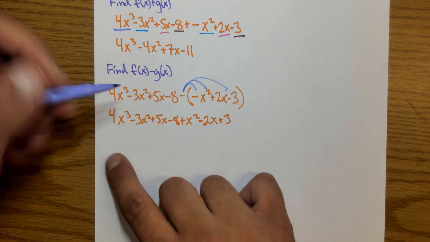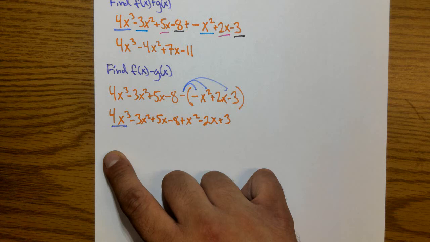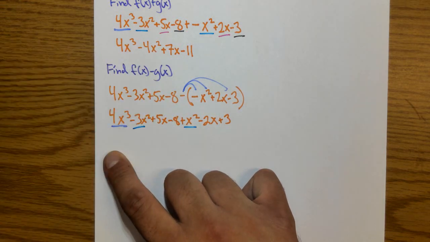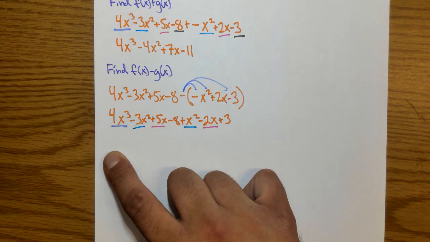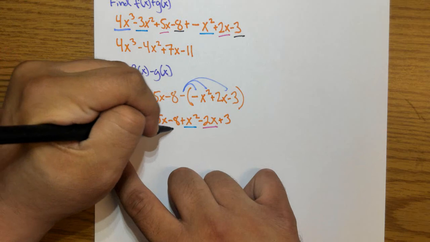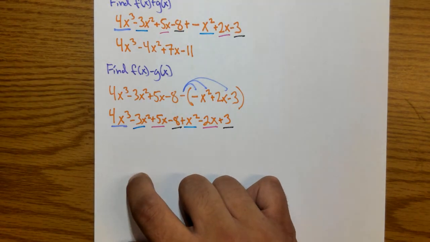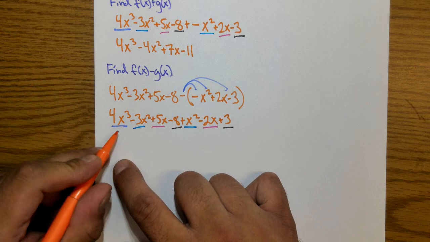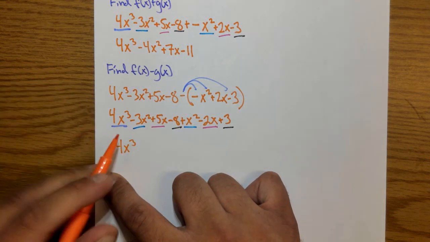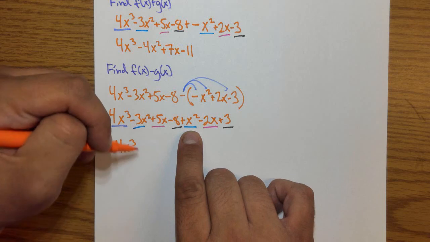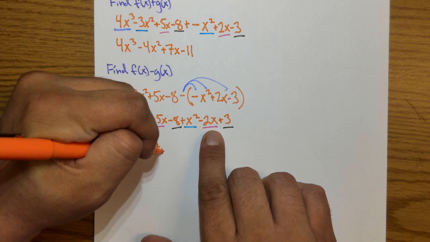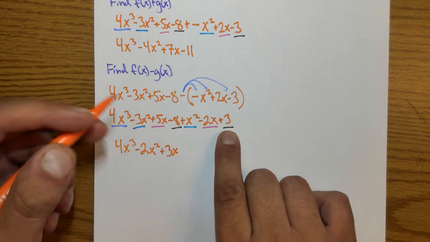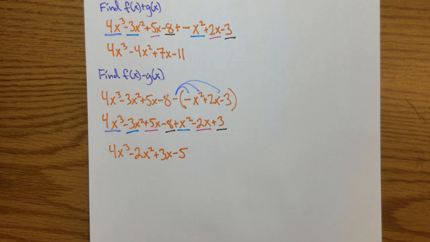Okay, so let's see. We have one cubed term, two squared terms, two linear terms, and two constants. So we're going to have 4x cubed, negative 3x squared plus x squared minus 2x squared. 5x minus 2x is plus 3x. And then negative 8 plus 3 is negative 5. And there you have it. That is the difference of those two functions.